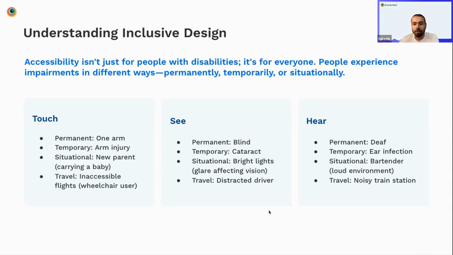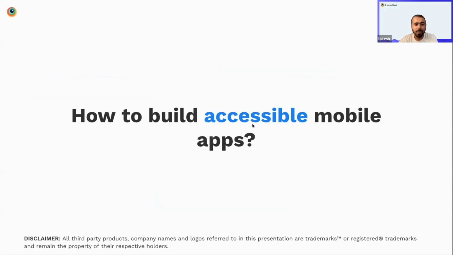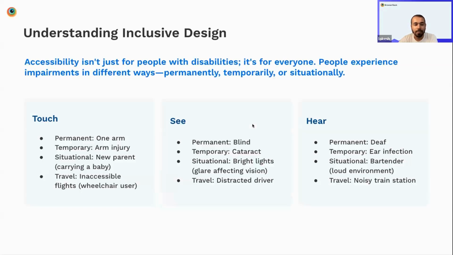I think what we're trying to capture by saying inclusive is that accessibility is beyond just disabilities. It can affect all of us, and it can affect us in different ways: by ways of touch, by ways of sight, or by ways of hearing. So that's how an inclusive design could be baked into the process.